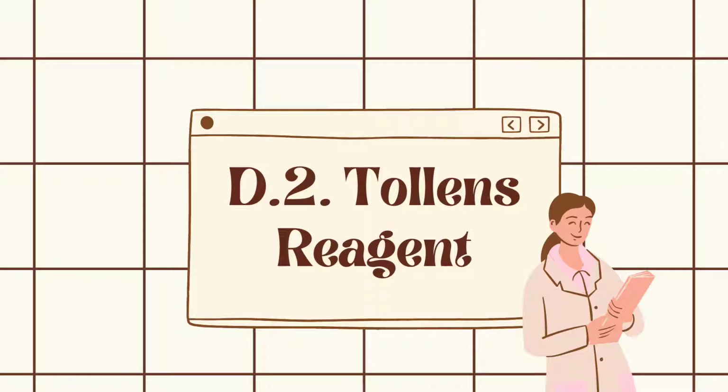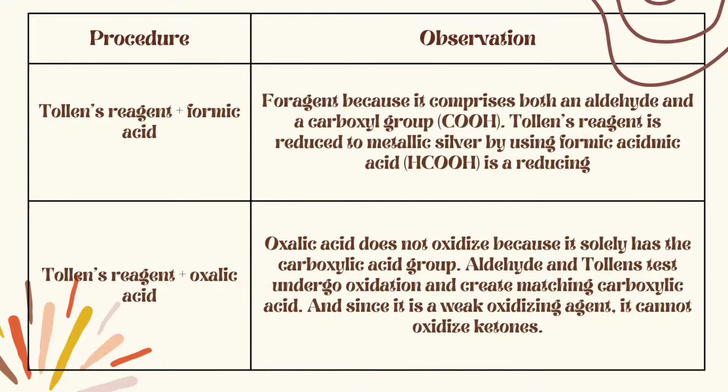Let us go on to Tollens' reagent. Tollens' reagent is a chemical reagent used to distinguish between aldehydes and ketones, along with some alpha hydroxy ketones which can tautomerize into aldehydes. So there are two instances in the procedure: Tollens' reagent plus formic acid and Tollens' reagent plus oxalic acid.